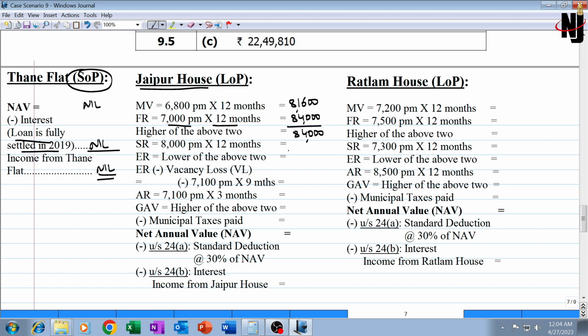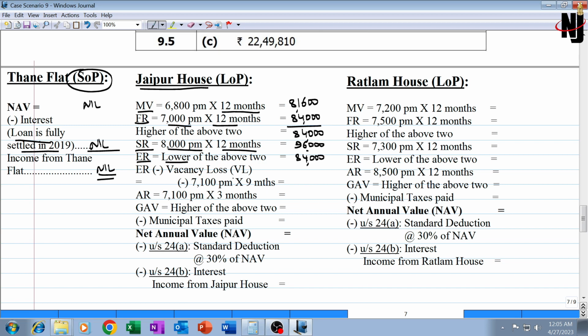Now agreed, there is a vacancy loss of 9 months, but then also these figures have to be taken, or in fact the standard rent also, all three figures have to be taken into account for the entire 12 months period. Higher of the two is 84,000, but 8,000 per month is the standard rent. 12 8s are 96,000. Now, expected rent will be the lower of the above two, therefore expected rent will be 84,000.